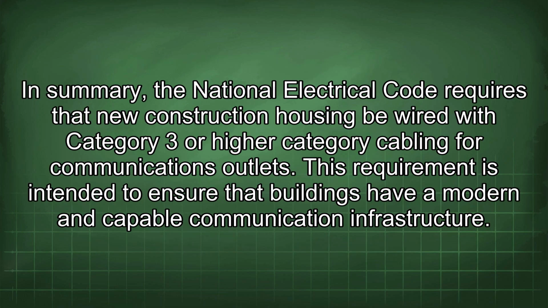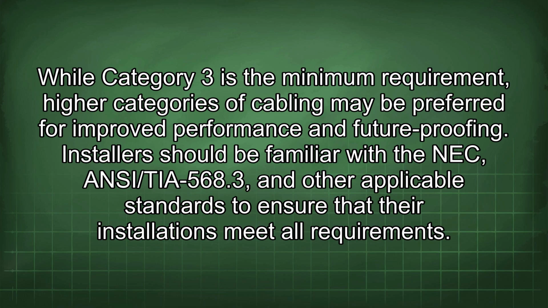In summary, the National Electrical Code requires that new construction housing be wired with Category 3 or higher category cabling for communications outlets. This requirement is intended to ensure that buildings have a modern and capable communication infrastructure. While Category 3 is the minimum requirement, higher categories of cabling may be preferred for improved performance and future-proofing. Installers should be familiar with the NEC, ANSI/TIMS 568.3 and other applicable standards to ensure that their installations meet all requirements.